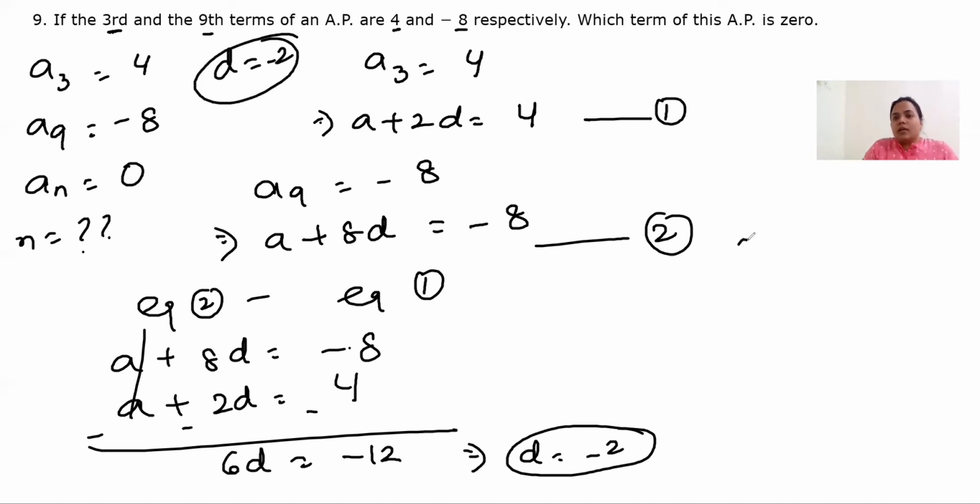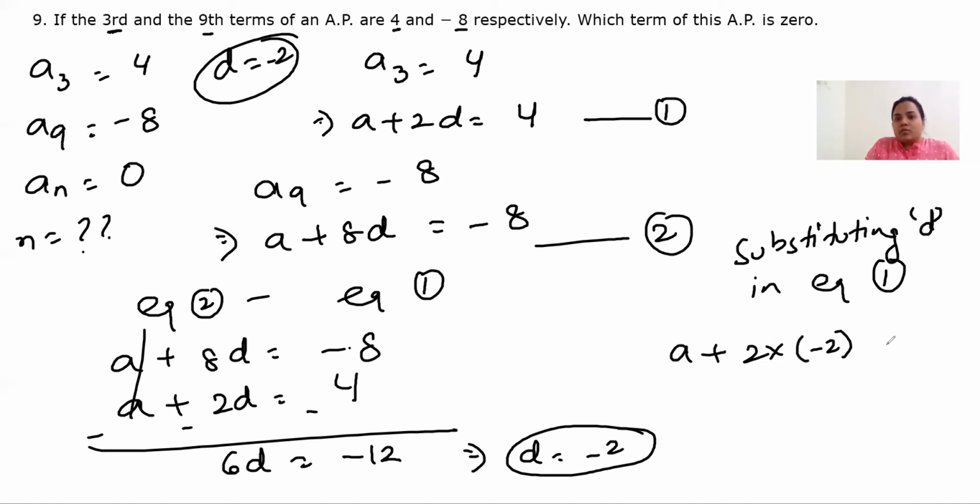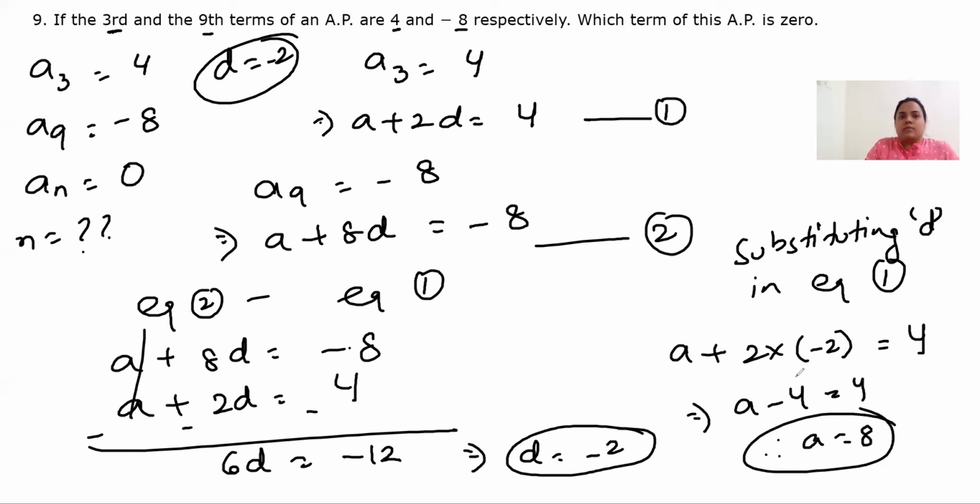We have to find A. We will substitute the value of D. Substituting D in equation 1. So A plus 2 into minus 2 is 4. Implies that A minus 4 is 4. Therefore, A is 8. Now, we got A as 8 and D as minus 2.